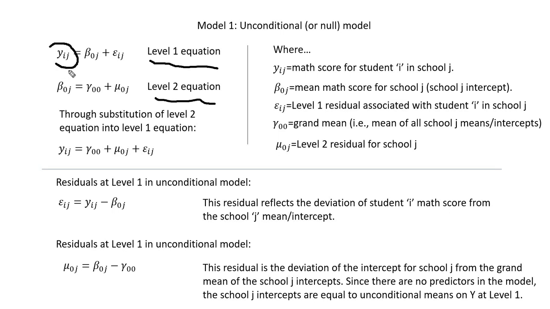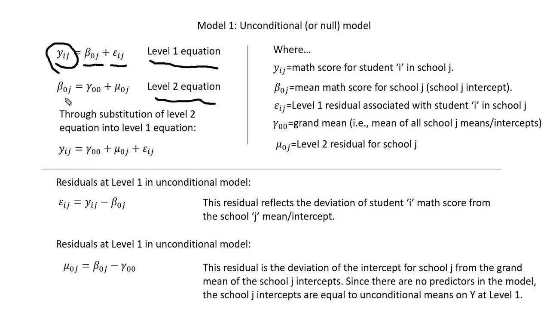In the level 1 equation, we have Y subscript ij, which is student i in school j's math achievement score. We're saying at level 1 that it's a function of beta 0j, which is essentially the school intercept. In this model where we have no predictors, the intercept is just the mean for a given school with respect to math achievement. The epsilon ij is the residual at level 1, simply the difference between the individual student score on Y and the school mean with respect to math achievement.